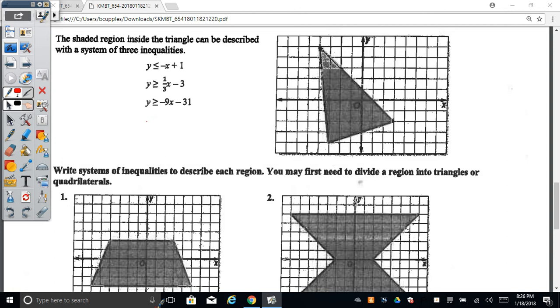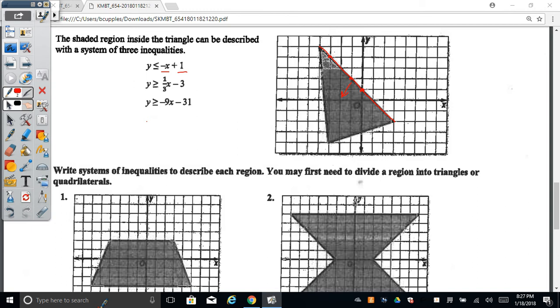So as we look at this, if I go ahead and say plus 1, a negative slope, a negative 1 slope. You notice here that all the lines are solid. So we've got less than or equal to because it's shaded below. And we also have the slope and the y-intercept. So that should be pretty easy. It was all given to us.